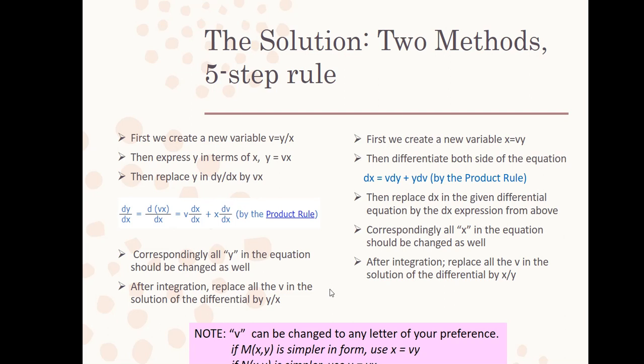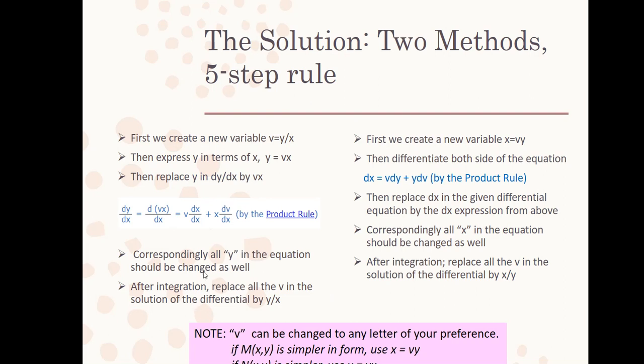Now, in terms of the solution, there are two methods that could be used, and each method has a 5-step rule to follow. So if one will not work, then you go to the other. But I think for any homogeneous first order differential equation, either of the two methods will work. Only that one method might make the solution simpler than the other. So we will check in a little while which method you will choose if you're given a particular differential equation.